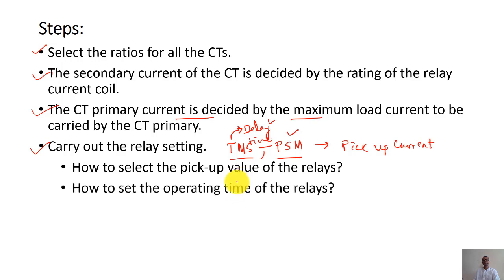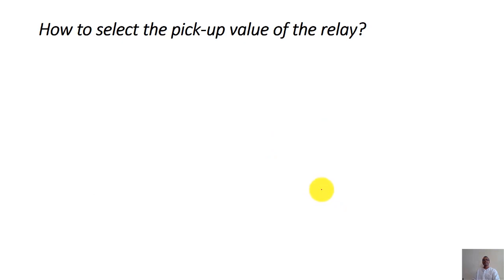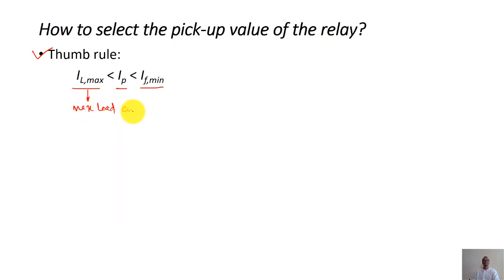Then how to select the pickup value of the relays? Let us see how to select the pickup value and how to set the operating time of the relays. These two parameters are very important to set in the relays. The thumb rule is what you follow when setting the pickup value. The thumb rule is IL max should be less than IP, which should be less than IF min. IL max is your maximum load current, and IP is the pickup current we need to set.